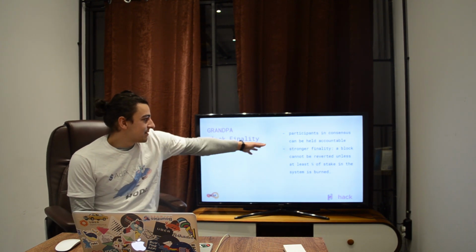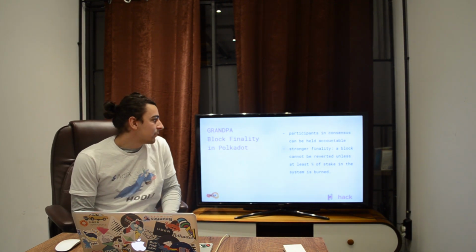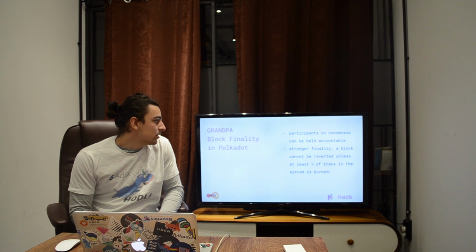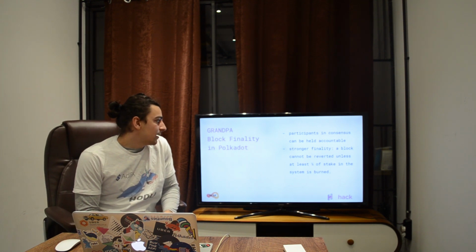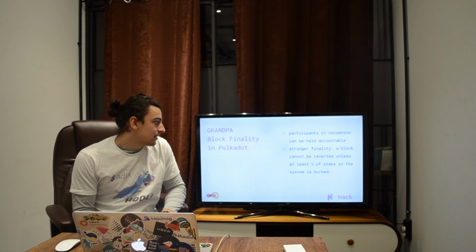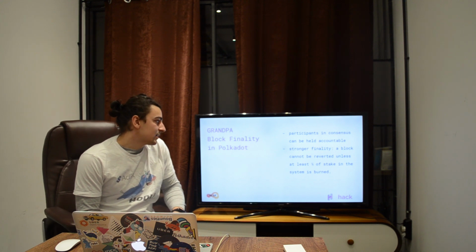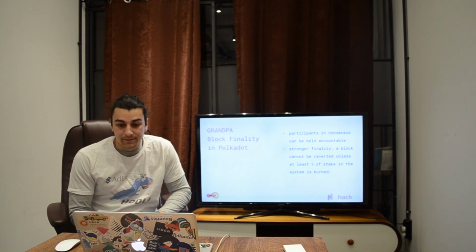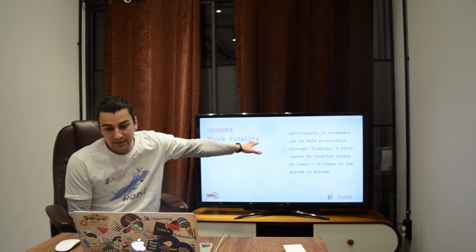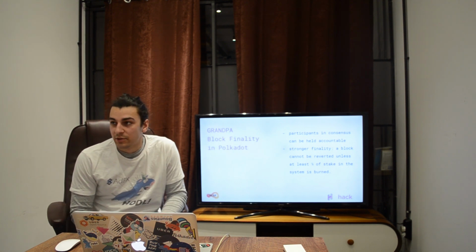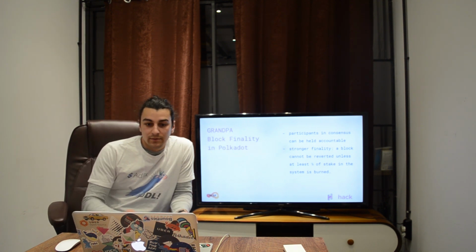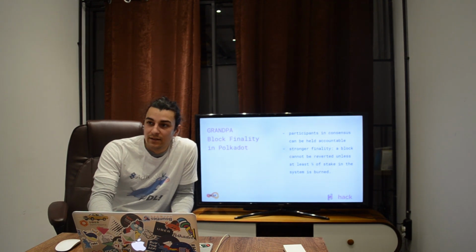So this is an example of how the stronger finality works, and actually it brings this: a block cannot be reverted unless at least 1/3 of the stake in the system is burned. So, for example, how can the stake be burned?